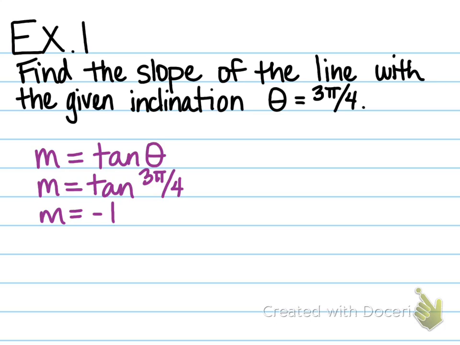So what this means is there's a line that makes an angle with the x-axis that's equal to 3 pi over 4, and the slope of that line is -1.